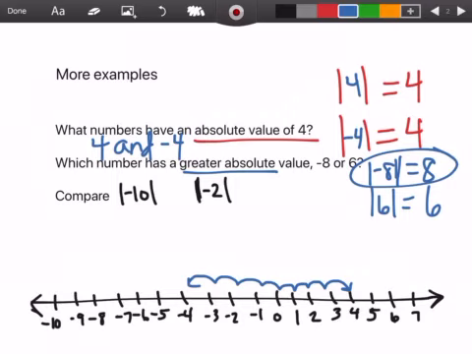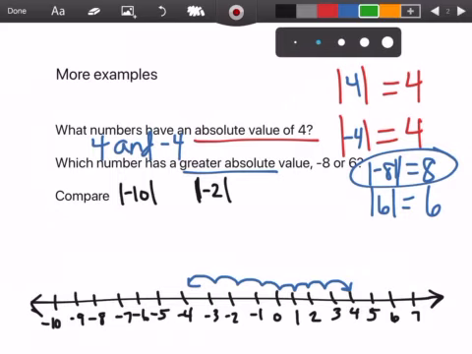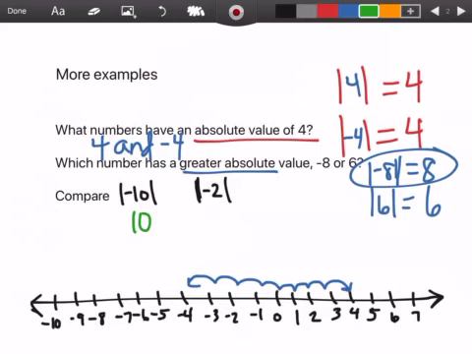And then the last one, let's compare. Okay, this one's the absolute value of negative 10 and the absolute value of negative 2. So how far is negative 10 from 0? 10 steps. How far is negative 2 from 0? 2 steps. We compare them with a greater than sign. The absolute value of negative 10 is greater than the absolute value of negative 2.